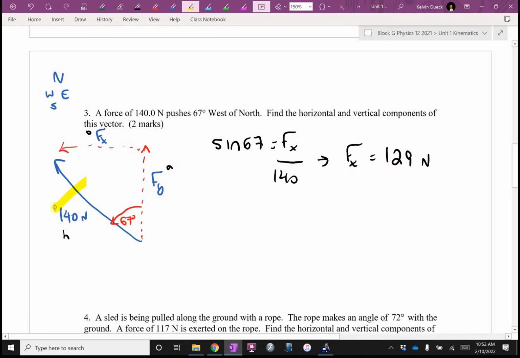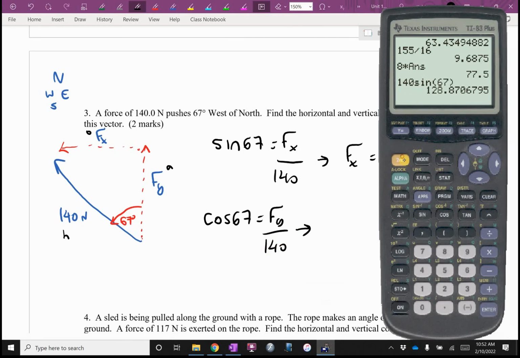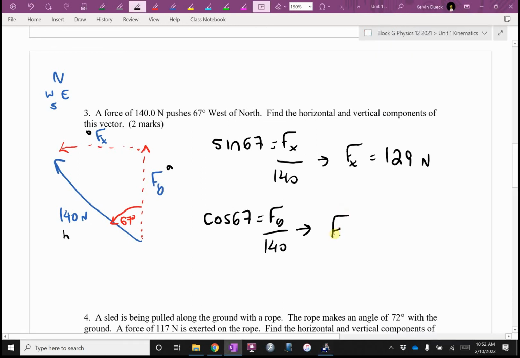It looks like Fy is going to be cosine. So cos 67 equals Fy over 140. Multiply the 140 over, or since I just did that, I could just backspace and change the sine to a cosine, and I get 54.7. 1 mark for each of those. If you forgot units, I would take a half mark off.